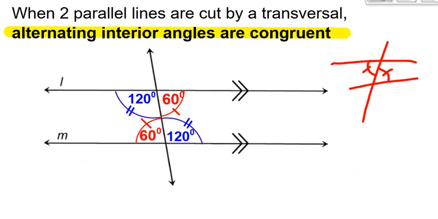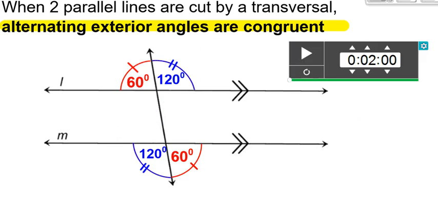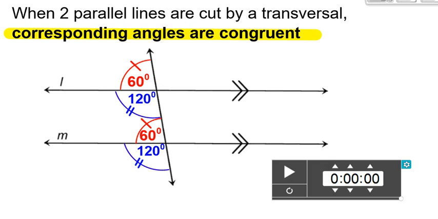All right, so when 2 parallel lines are cut by a transversal, alternating interior angles are congruent. So the angles on the inside, on opposite sides of the transversal, are congruent. All right, in your notes, alternating exterior angles are also congruent. So draw yourself a little picture, or write the definition, and get it all in your notes, please. Corresponding angles are congruent. All right, so again, write the definition and draw yourself a little image so you have a picture to look at when you go back to review your notes.